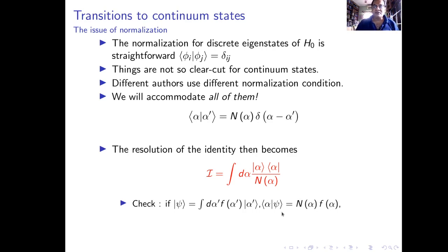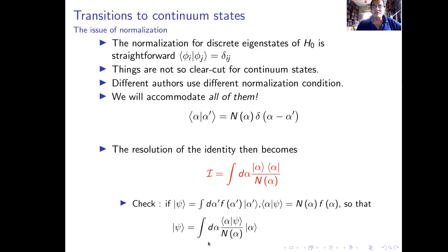So ket bra alpha ket psi is actually equal to n alpha f of alpha, which means the ket psi itself, if you just take this expression, here I have replaced the alpha prime by alpha. After all, it's a dummy variable of integration, and instead of f of alpha I have written the bracket alpha psi divided by n of alpha, which is of course what this result tells me. So this is what the ket psi is.